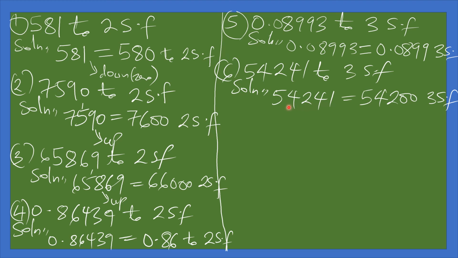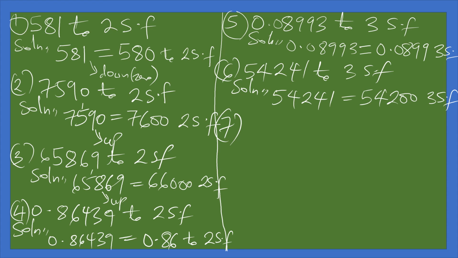Okay, now we have 54,241. The first significant figure is 5, the second is 4, the third is 2. Now the number after the 2 is 4. Because this 4 is not up to 5, we round it down to 0. So our final answer will be 54,200. Now we are adding the 00 because there is no decimal point in the initial figure. And we also maintained it the way it was, which is 54,241 is now 54,200. Now let's take the next question.